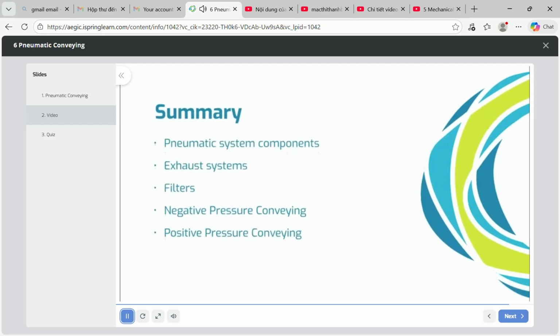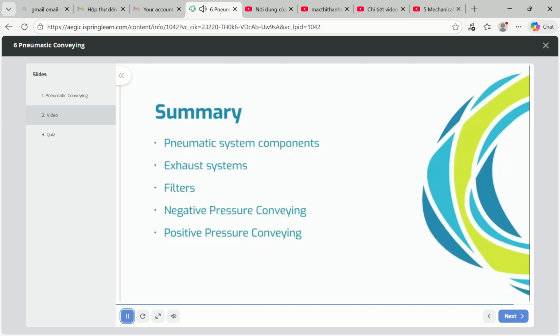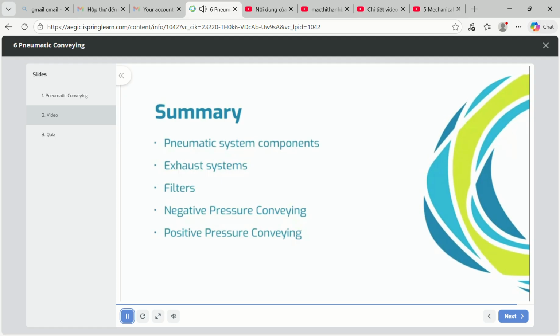This chapter has covered the basics of pneumatic systems, exhaust systems, filters, negative pressure pneumatic conveying, and positive pressure pneumatic conveying. The quiz that follows will help you to confirm your knowledge.